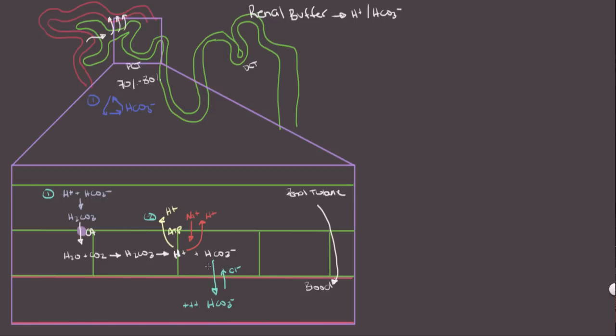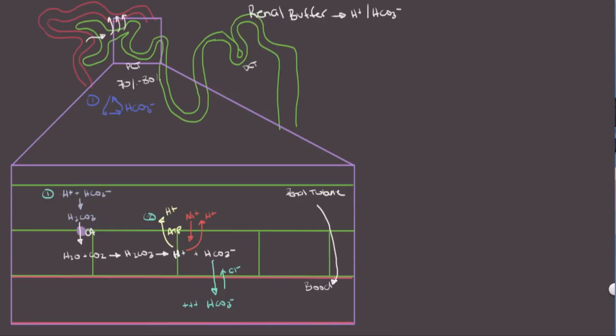Now, if these mechanisms fail, this is how you can get something called renal tubule acidosis type 2. If this process fails and we start peeing out lots of bicarbonate ions, we lose that important ratio of bicarbonate ions to carbonic acid, and as a result the body becomes much more acidotic. So this is the way the proximal convoluted tubule is going to manage acid-base balance.